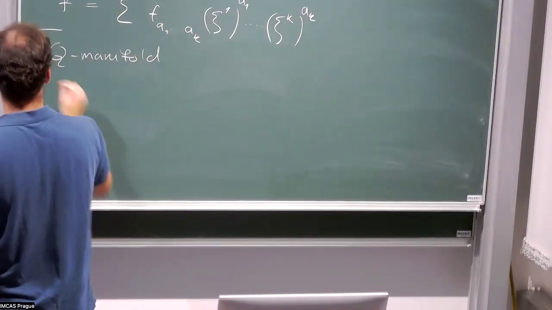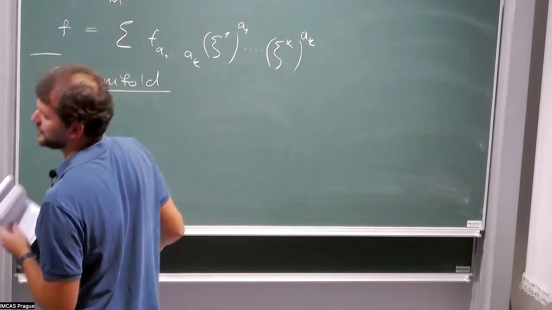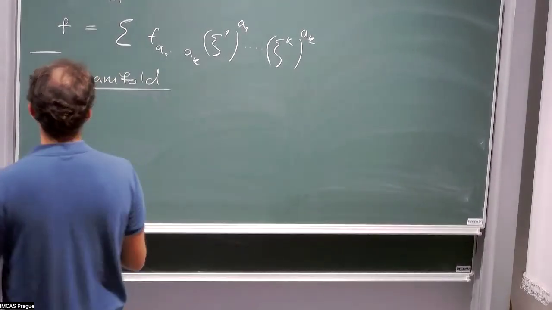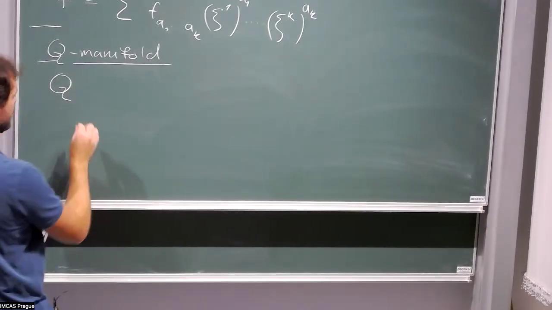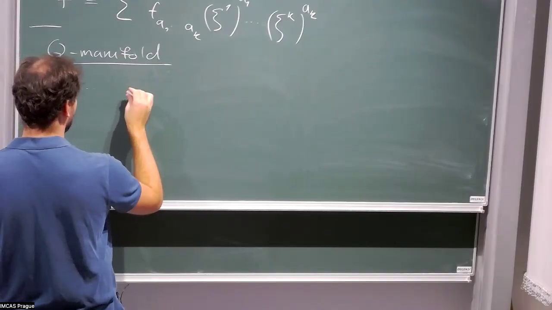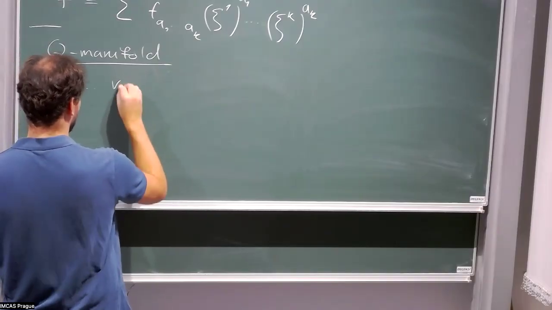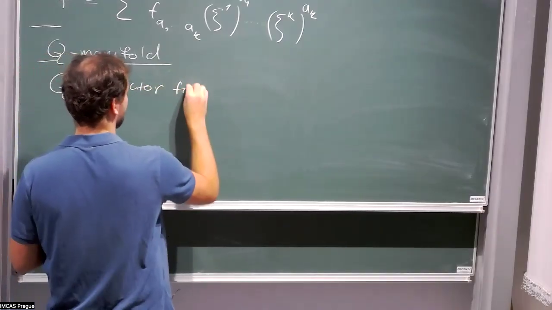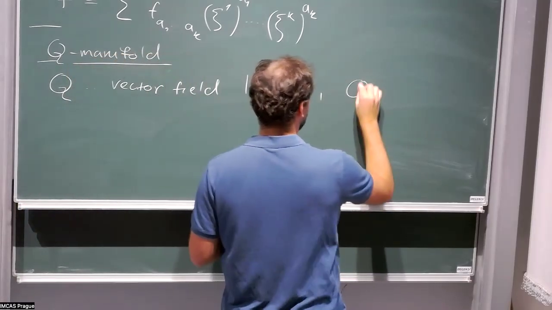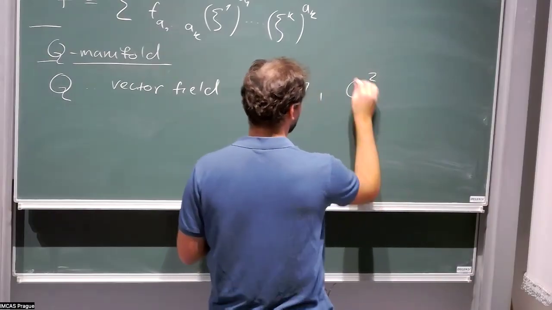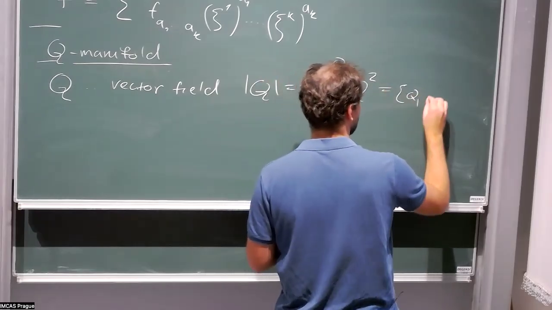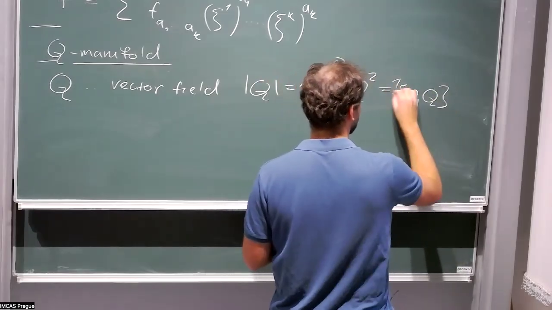A Q manifold gets a little bit confusing because you can have super manifolds that are Q manifolds, or you can have Z-graded manifolds that are Q manifolds. Either way, you just add Q, unsurprisingly. What is that? It's a degree 1 vector field. The degree of Q is 1, and it squares to 0. And since the degree is 1, squares to 0 is the same as saying that it commutes with itself.